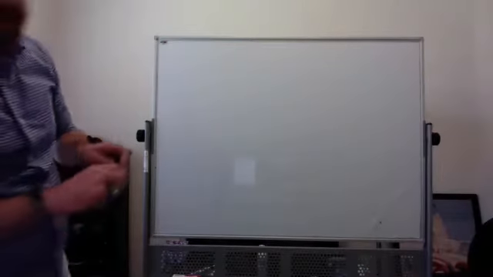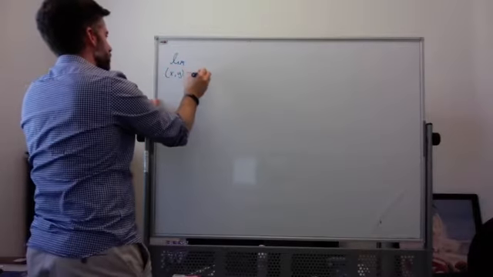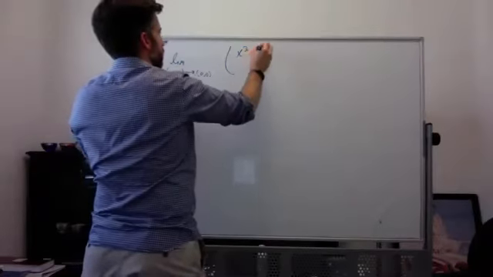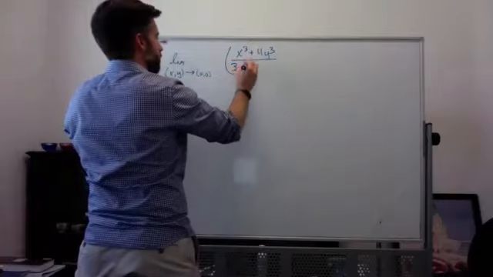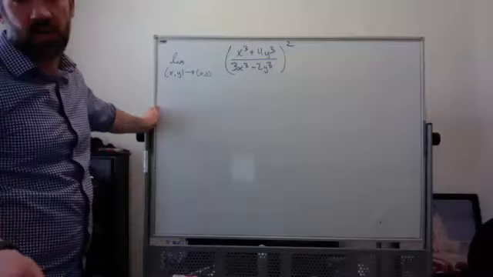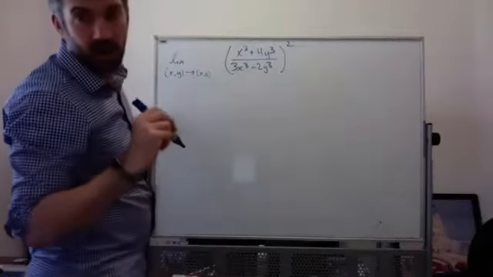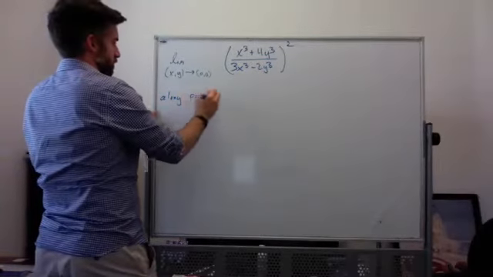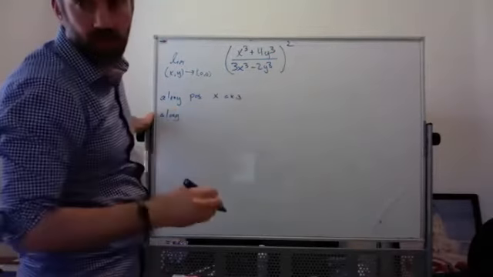So let's say I had this limit: the limit as (x, y) goes to (0, 0) of the function (x cubed plus 4y cubed) over (3x cubed minus 2y cubed) to the second power. And I'm even going to tell you, show that this limit does not exist by computing the limit along the positive x-axis and along the positive y-axis.